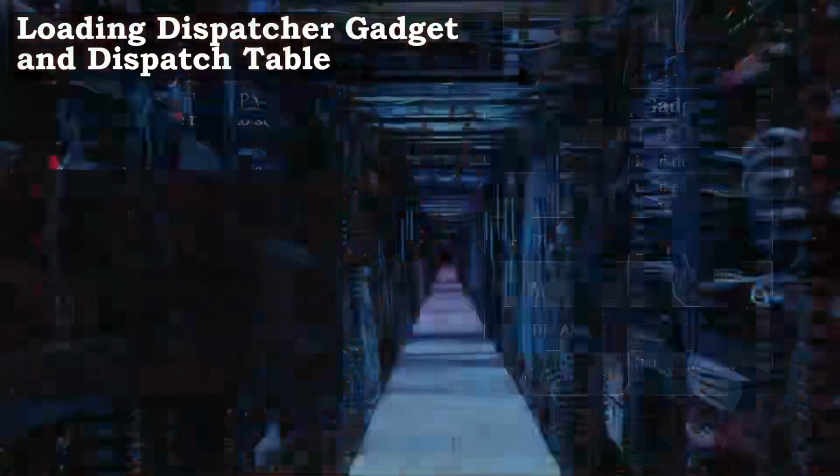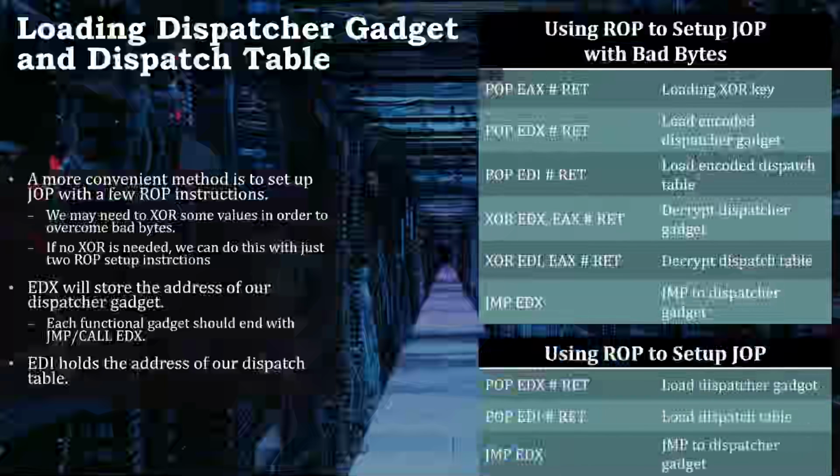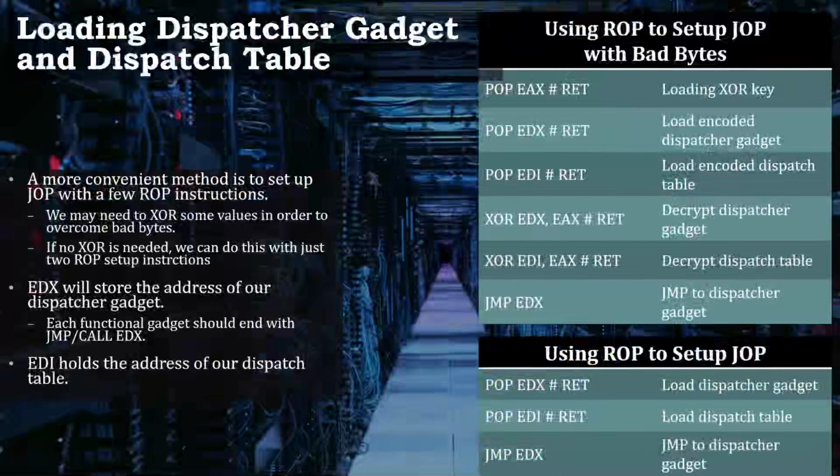So in a more ideal world, we can use a series of ROP gadgets, which do the same thing as the JOP setup gadget, however, with ROP. So this might be more practical, and finding that magic JOP gadget is not so easy. With our ROP setup gadget, we're doing the exact same thing, where we're loading an XOR key and some encoded pointers in order to overcome bad bytes, and then we're just getting that dispatcher gadget and our dispatch table pointer set up in our registers for our control flow. After that, we can return to doing JOP and just jump to our dispatcher gadget.